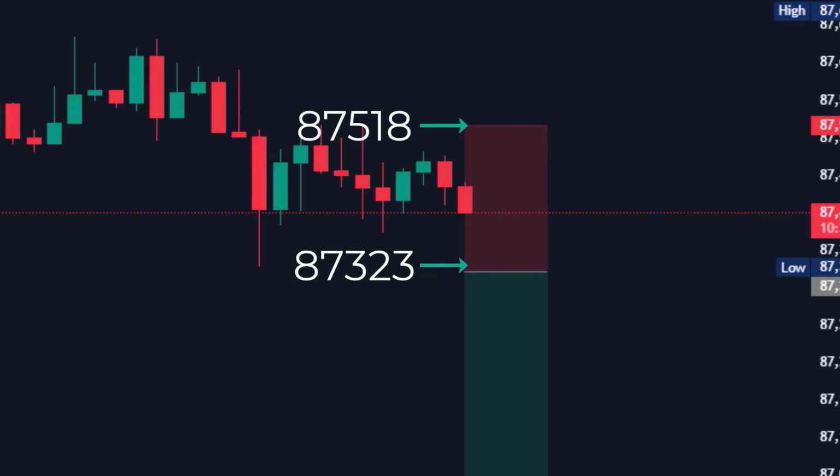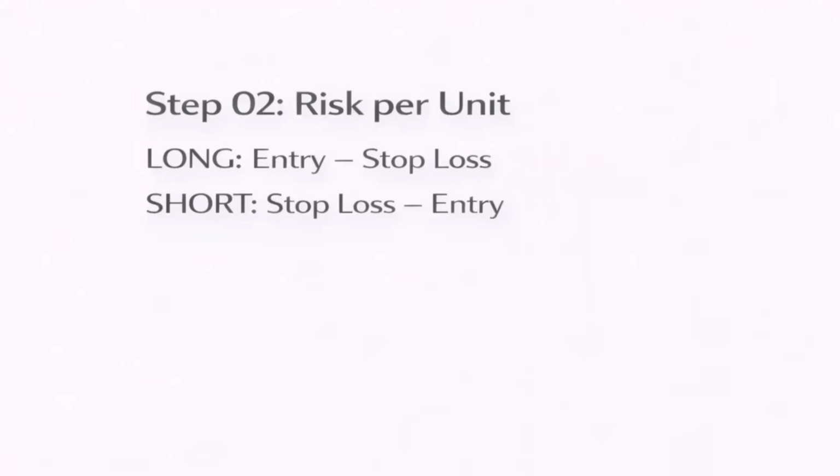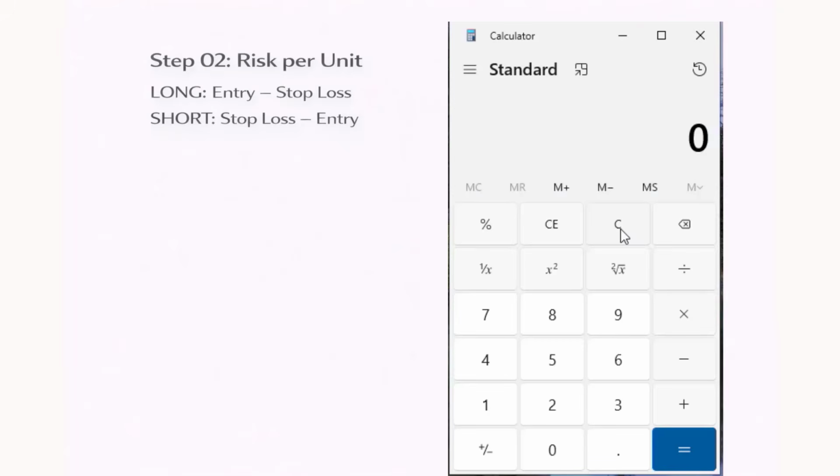Entry price is 87,323 and stop loss price is 87,518. Since this is a short trade, risk per unit equals stop loss minus entry. So, 87,518 minus 87,323 equals 195.